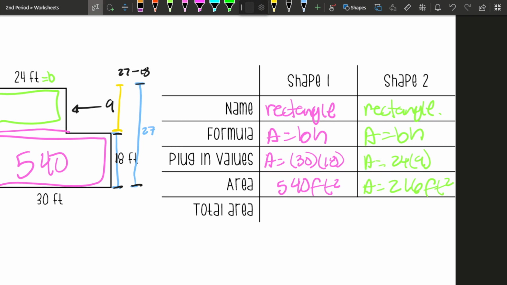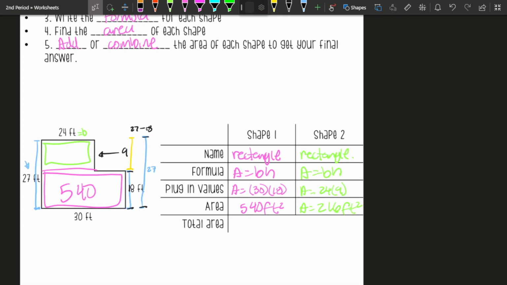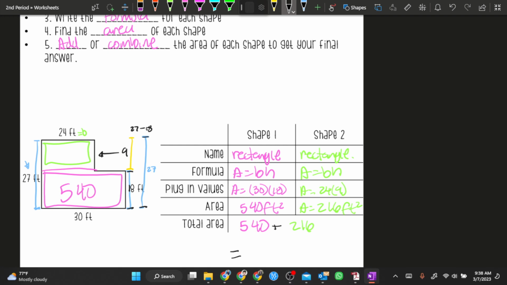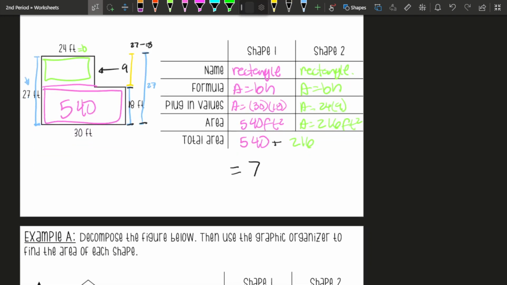So to find the total area, what was the last step? Step number 5. Add or combine the two areas. So that's what we're going to do. We're going to add 540 and 216. And that's going to give us a total of 756 feet squared.